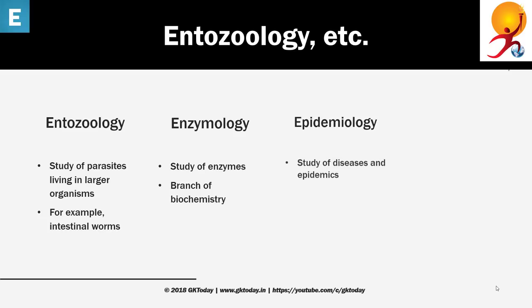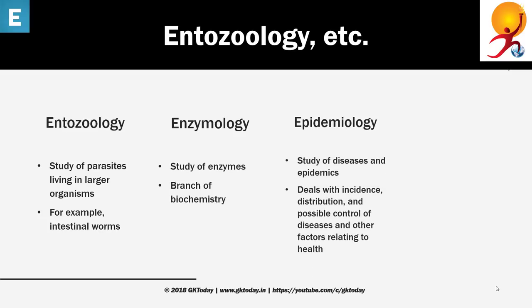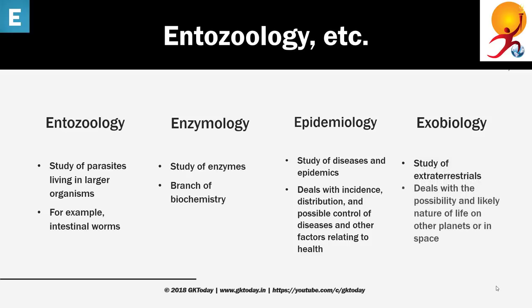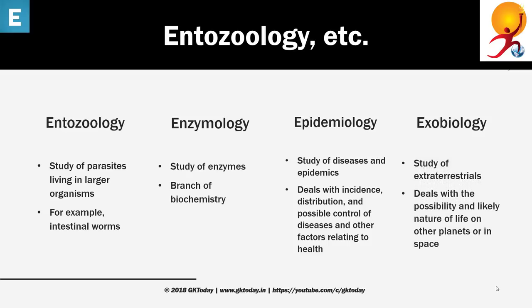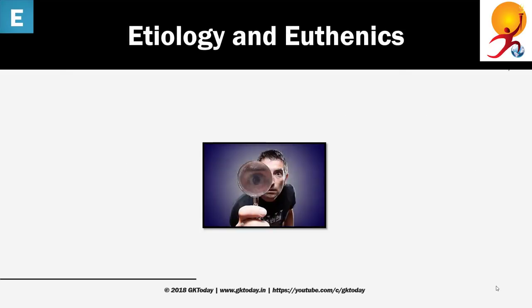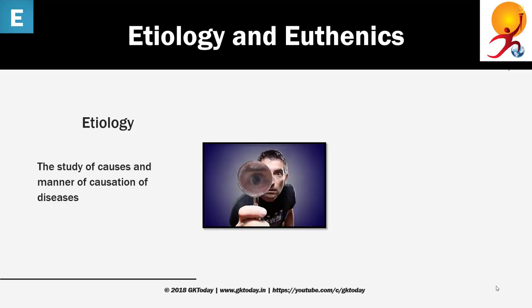Epidemiology is the study of diseases and epidemics. It deals with how the disease started, how it was distributed, and how to possibly control it. Exobiology deals with extraterrestrials. It deals with the possibility of life on other planets. Etiology deals with the study of the cause and manner of causation of disease.